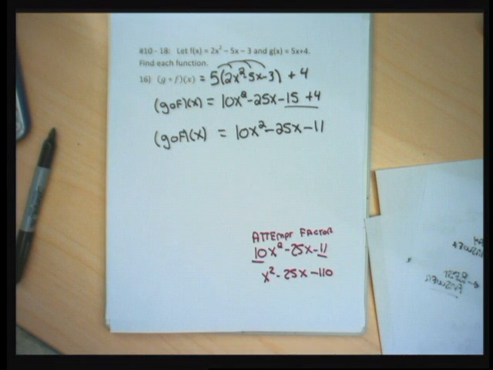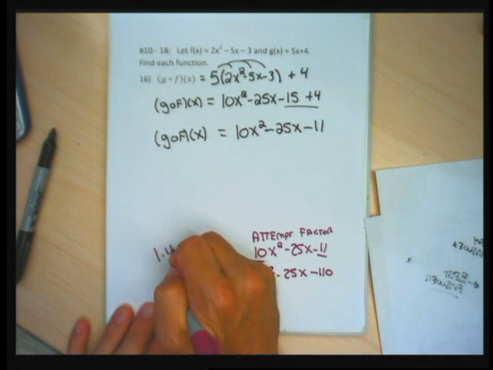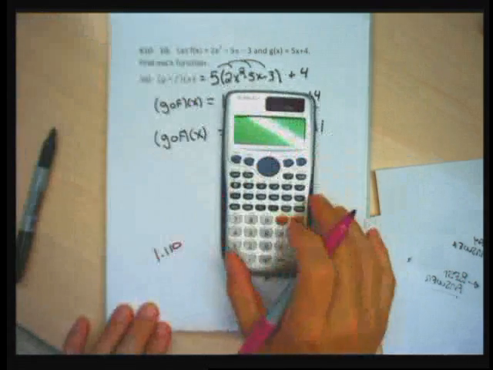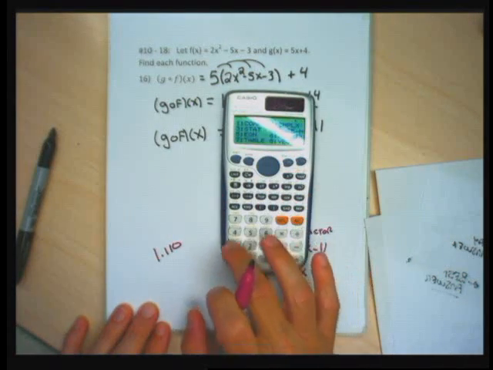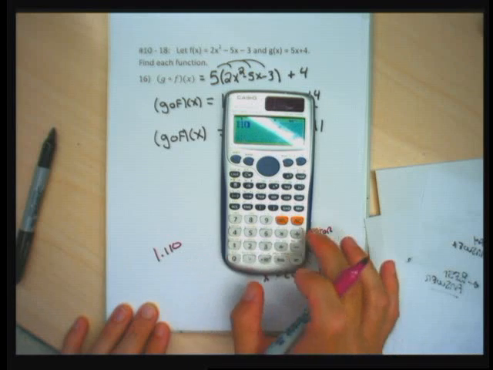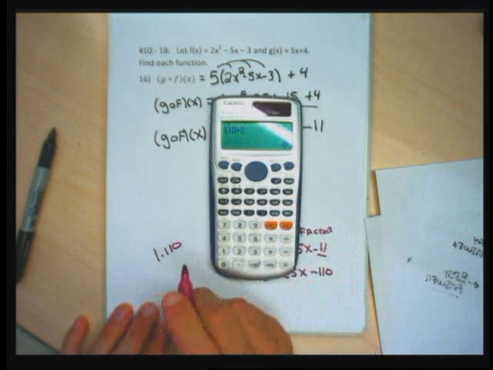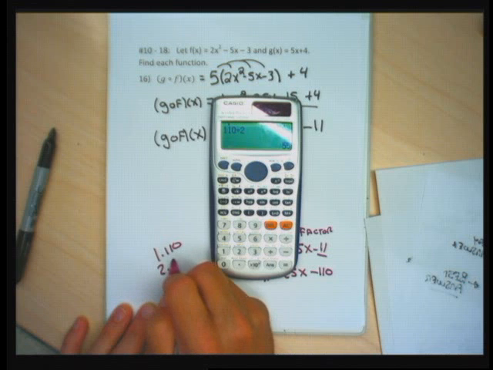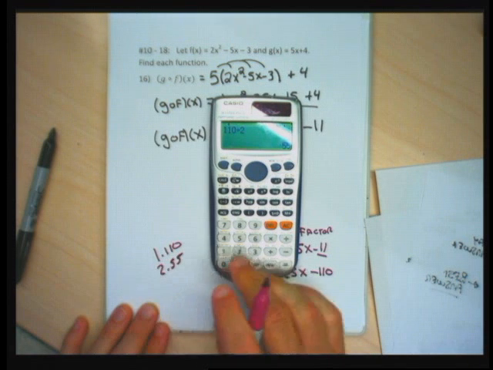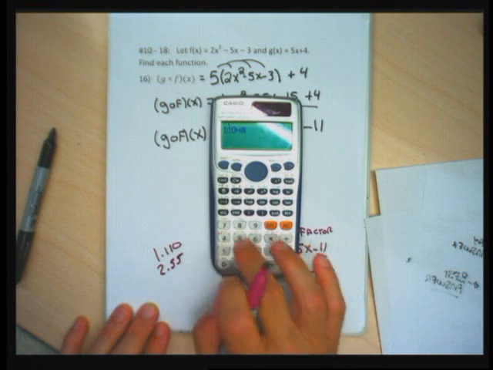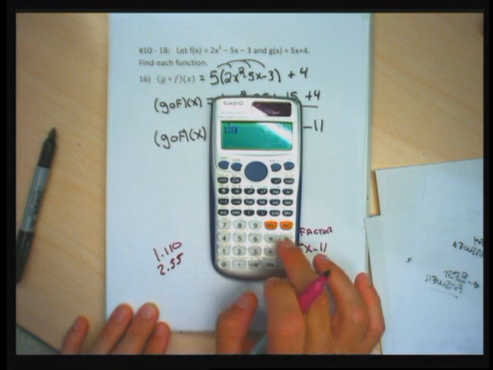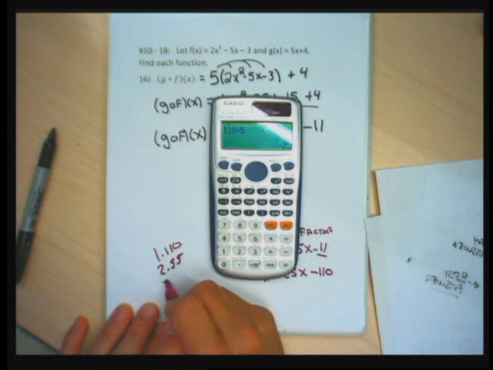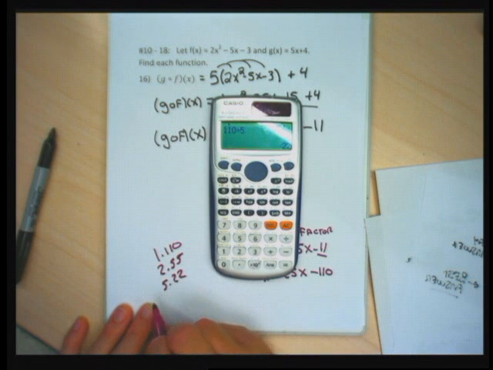Now I need factors of 110. I'm not good at those. I'm going to try 1 and 110. Now I'm going to go 110 divided by 2. So it's 2 times 55. 3 doesn't go into it. How about 110 divided by 4? I don't think that goes into it. No, it doesn't go into it. 5 does. 110 divided by 5 is 22, so that's 5 times 22.